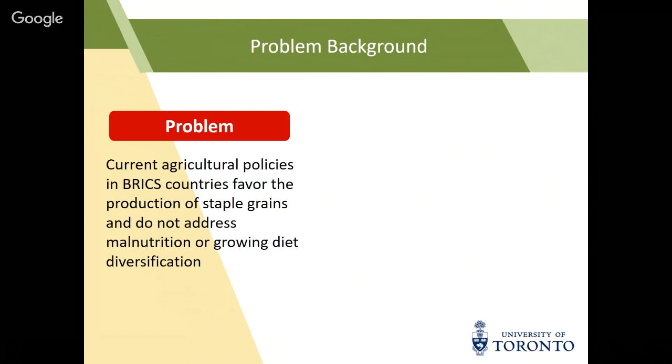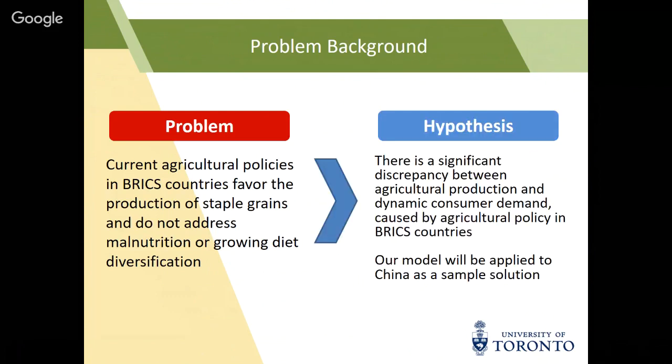The problem which our study will address is that current agricultural policies in BRICS countries favor the production of staple grains and do not address malnutrition or growing diet diversification. Our hypothesis is that there is a significant discrepancy between agricultural production and dynamic consumer demand caused by agricultural policy in BRICS countries. Although our data analysis will use data from all of these countries, our model will be applied to China as a sample solution.